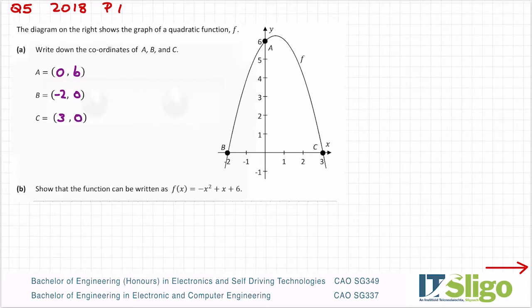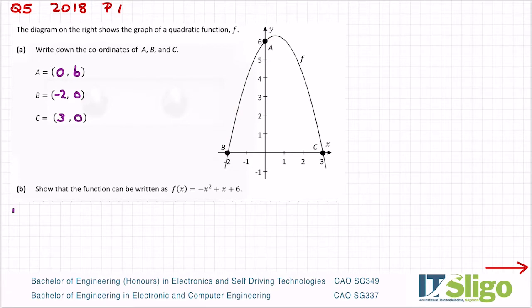Okay, show that the function can be written as f of x equals -x squared plus x plus 6. There's a few different ways of doing this. It solely depends on how you see it. One possible way of doing it is to show that all of these points satisfy this equation. By showing that they satisfy the equation, and I'll show you what I mean by that in a minute, it means that the points are linked by a function.